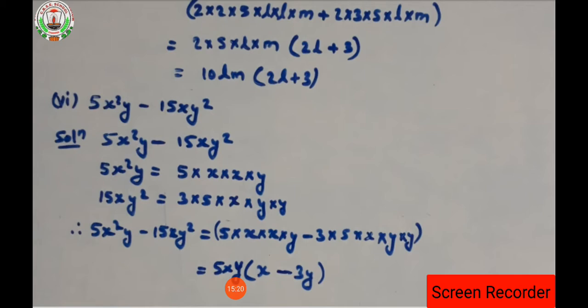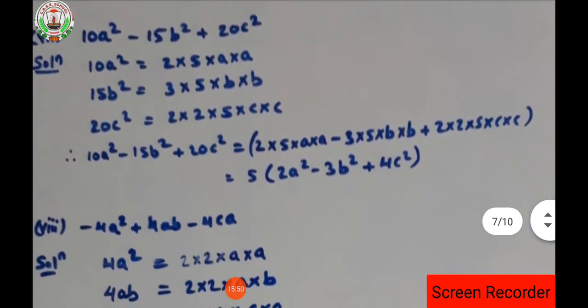So 5x square y can be expanded as 5 into x into x into y. 15xy square can be expanded as 3 into 5 into x into y into y. What is common in that? That is 5xy is common. So after taking it, what is left inside the bracket? That is x minus 3y. So what will the answer be? That is 5xy into x minus 3y.